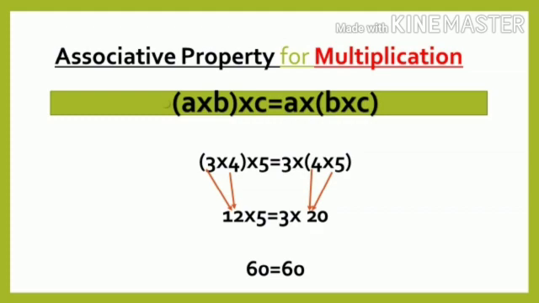So, left hand side is 60. Now, right hand side. We have taken the last two numbers together. So 4 multiplied by 5 will be 20. And when we multiply 20 by 3, we will get the result 60. Here left hand side is equal to right hand side. In both ways, the result will remain the same.